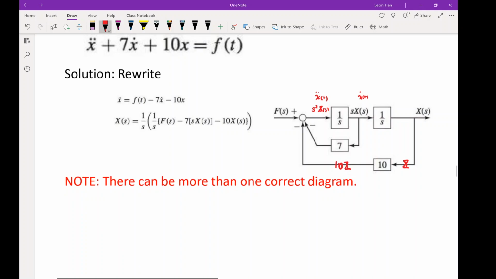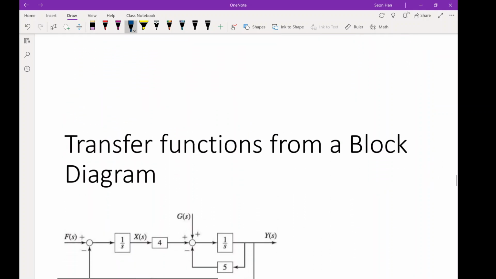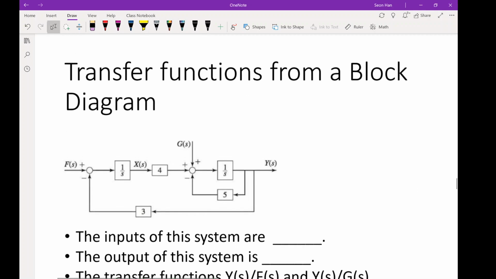So let's see. This is definitely true: there can be more than one correct diagram. I used to always wonder why I have to write that particular block diagram, because I was thinking you can't really complain if I decide to go F(s), X(s). I know the transfer function, 1 over s squared plus 7s plus 10. What's wrong with this? Nothing. That's absolutely correct too.